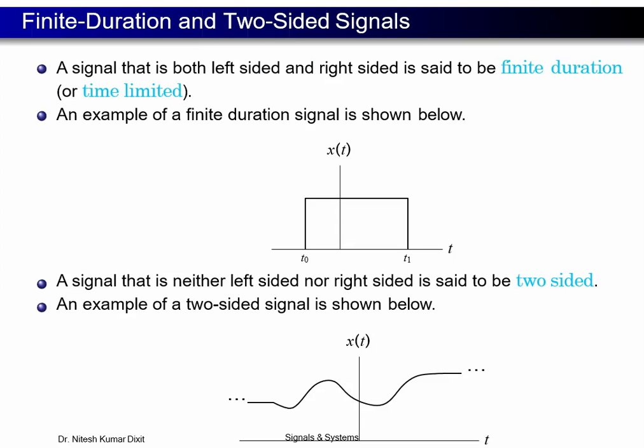Next is the finite duration and two-sided signal. If we have a limited time duration, that is known as a finite duration signal. A signal that is both left-sided and right-sided is two-sided. In an example, we have some part of the signal on the left-hand side and some part on the right-hand side. So the signal x(t) being both-sided is known as a two-sided signal. A signal that is neither left-sided nor right-sided is not a two-sided signal.